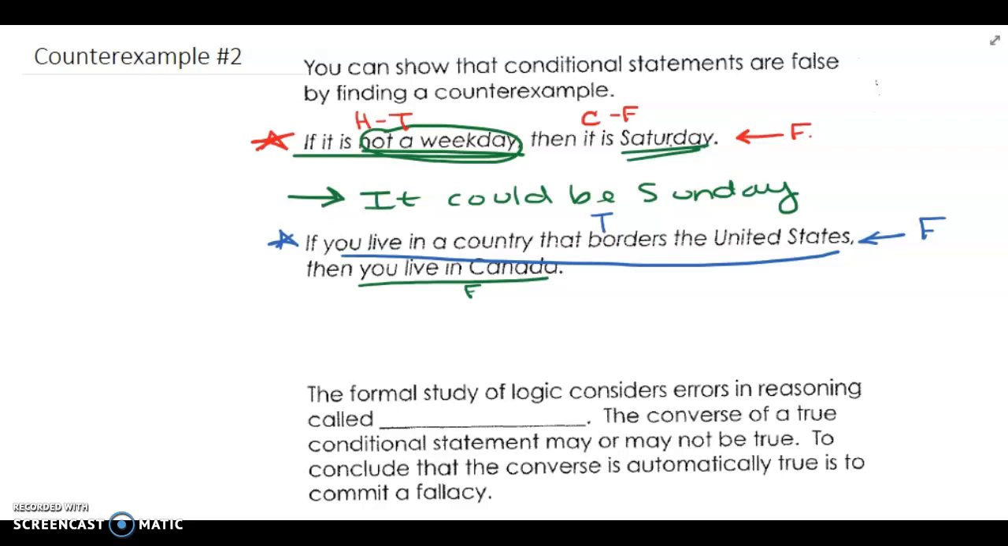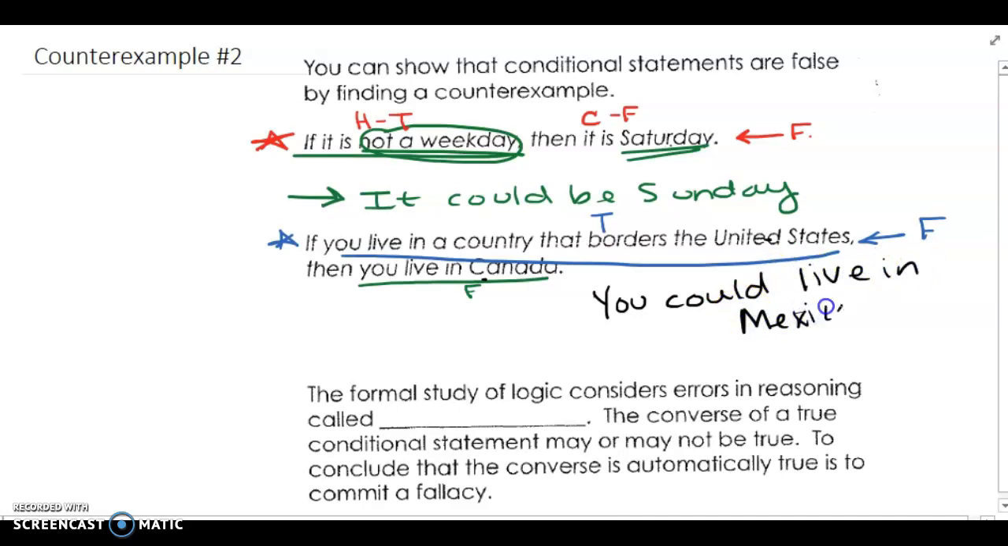So think about it for a minute. When do we live in a country that borders the United States, but it's not Canada? Well, guys, there's one other country that borders the United States, and it's Mexico. So you could live in Mexico. That would be a counterexample to this statement here.